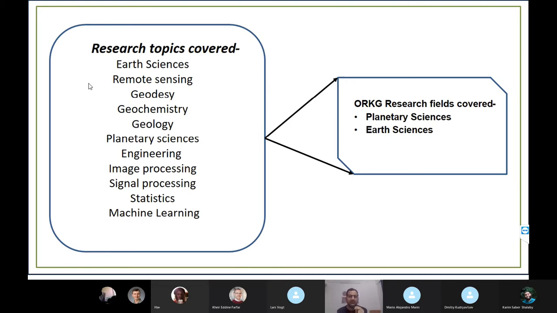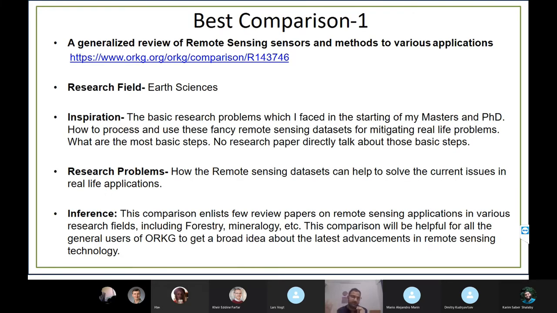Now, coming to my first and best comparison, which I'm going to present: the generalized view of remote sensing sensors and their applications in various fields. It comes under the field of earth sciences. Before showing the presentation, I will discuss how I got inspired to make this comparison.